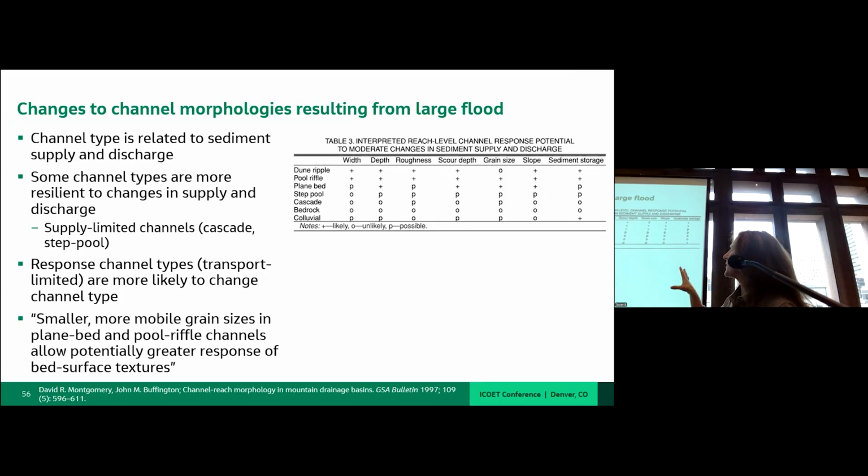So what's showing in this table is the first column is the different channel types in the Montgomery-Buffington classification. And then across the top are the characteristics. And where you see a P or a plus, those are the characteristics that are most likely to change under a change in sediment supply, facilitated, in our case, by a large flood. So again, it's the response reaches. It's kind of a good news, bad news thing, because the salmonids want to be in those response reaches where things are more mobile and more fluid, but that's also where large floods have the greatest effect.